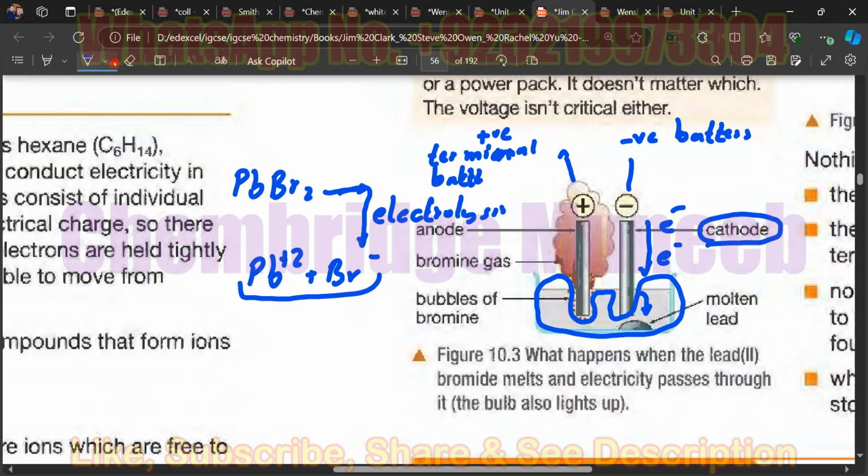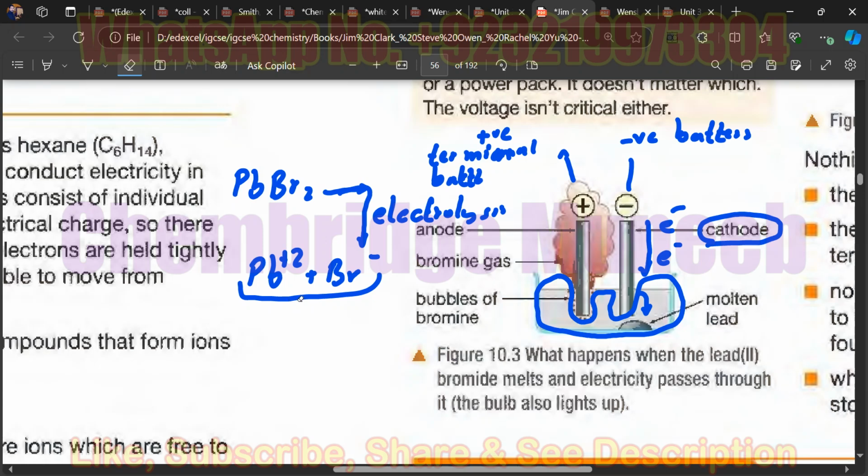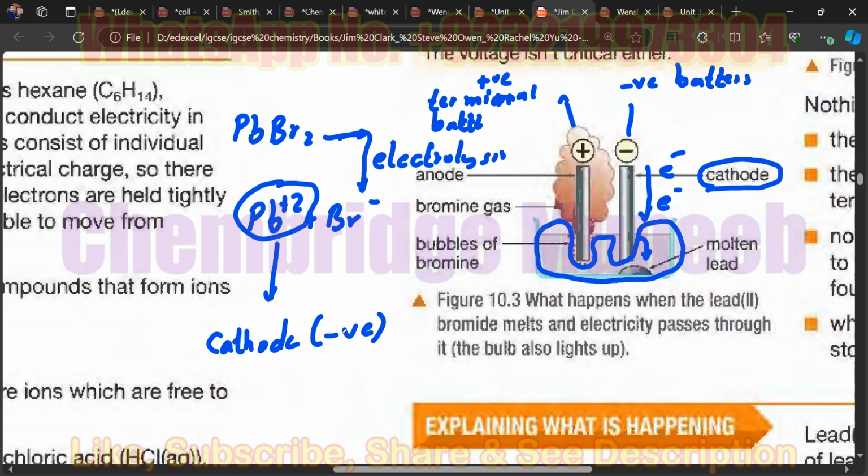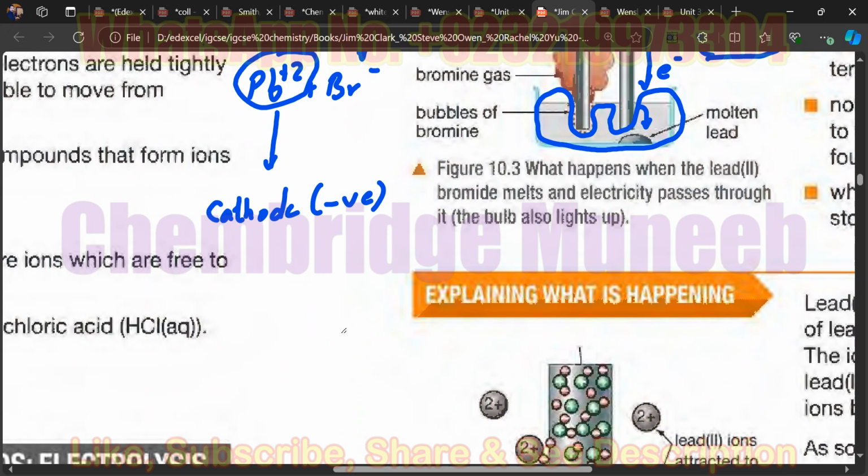Now out of this liquid portion, the positive ion, which in this case is the lead ion, will move towards the cathode. Why would it move towards the cathode? Because the cathode is negatively charged and the lead ions are positively charged. That's why the positively charged ions are attracted towards the cathode. On the cathode, the battery is supplying the electrons. They are being supplied by the battery.